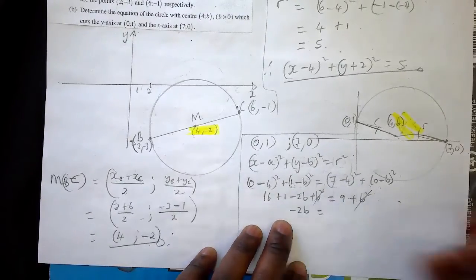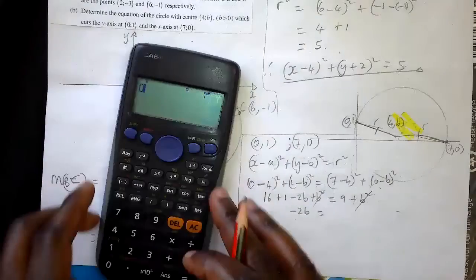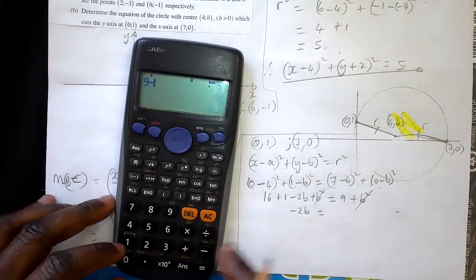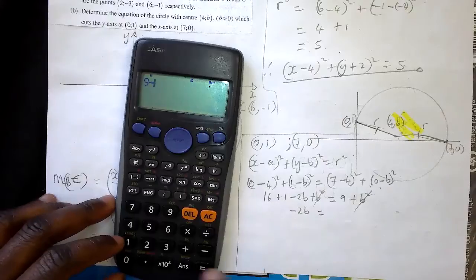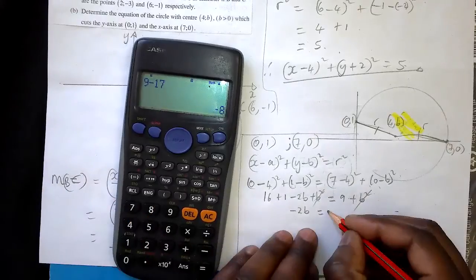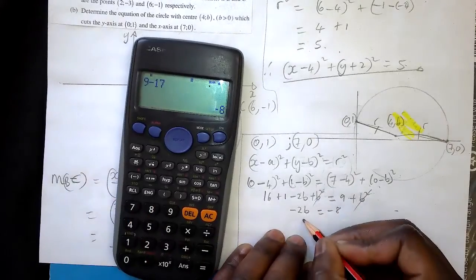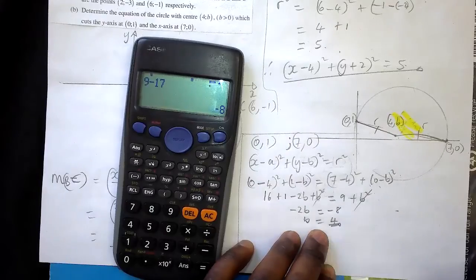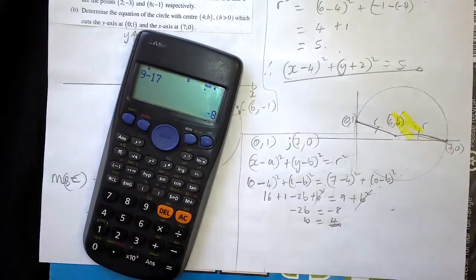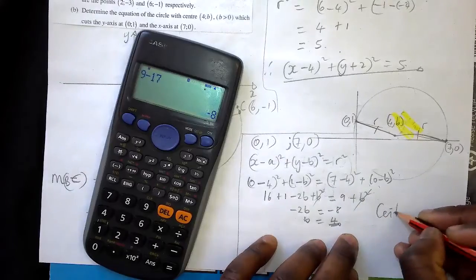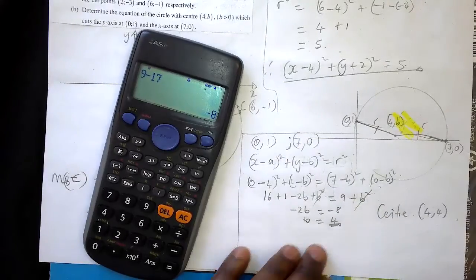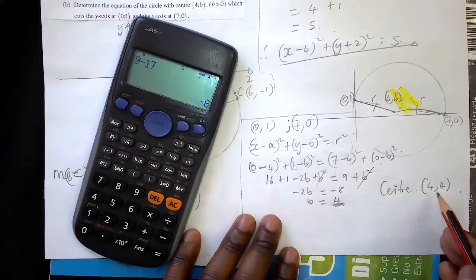Minus 2b is going to be equal to 9, which we have here. 9 minus 16 plus 1 is 17. 9 minus 17, we get minus 8. So we have got b as 4. So b is 4 and our x is equal to 4. So our center now is 4 and 4. Okay, so equation of the circle, we use the center.